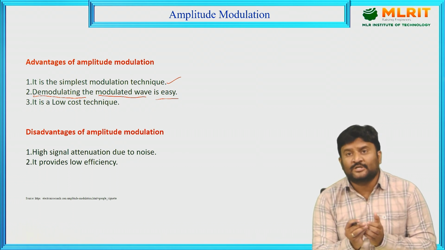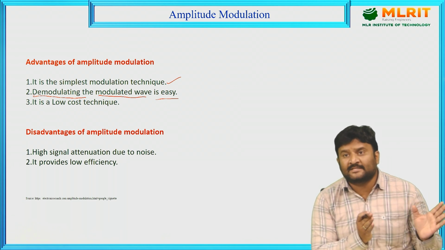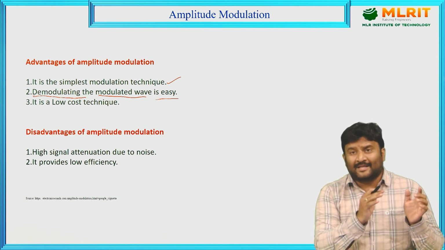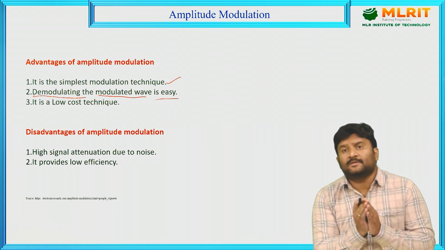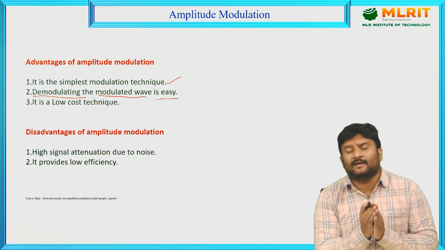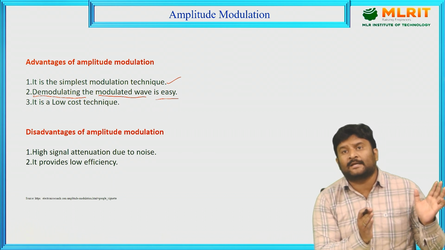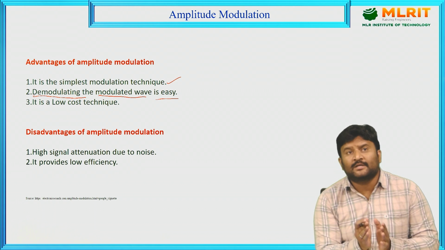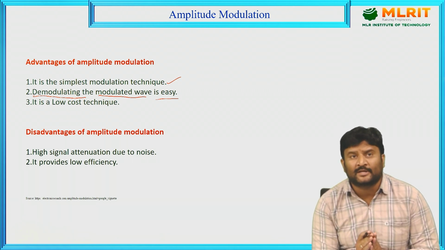In the coming sessions, one by one we will learn with respect to the diagrams. Once we apply the message signal and the carrier signal as inputs to the modulator circuit, the output signal should be the AM signal. That signal is given to the demodulator block. Then the output should be the same low frequency signal we applied at the input side. That's why the modulation and demodulation processes are easy in amplitude modulation.